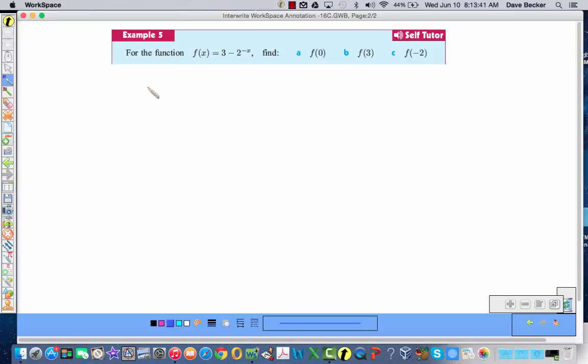So now we just have to find these things. Let's find f of 0 for f of x equals 3 minus 2 to the negative x. So f of 0 is simply going to be 3 minus 2 to the 0, you don't have a negative 0. So that's going to be 3 minus 1, which is 2.